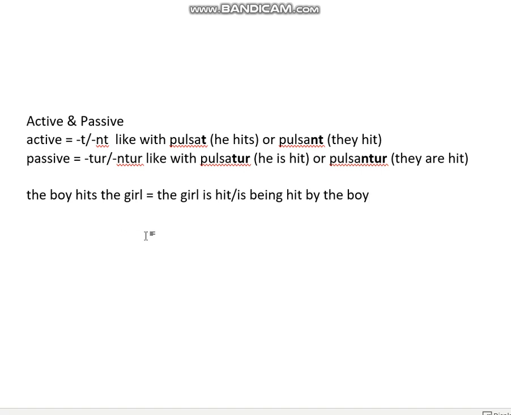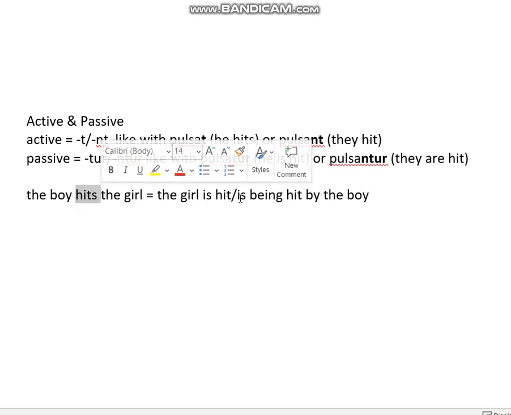So whenever you have an active sentence, if you want to translate it into a passive sentence, first thing you need to do is take whatever the object is, so whatever the thing that is being hit in this instance. If you were to change it to a different word, like the boy holds the girl or whatever, it would be the same thing. The girl remains the one being held or hit or whatever, but now she's the subject. So you change it from being the last words of the sentence to being the first words of the sentence, and you change hits to is hit or is being hit.